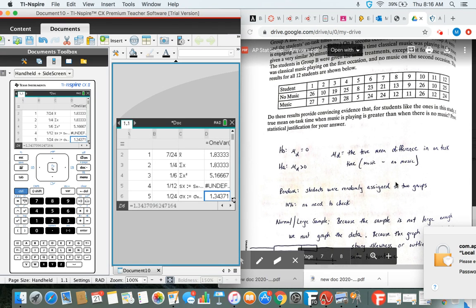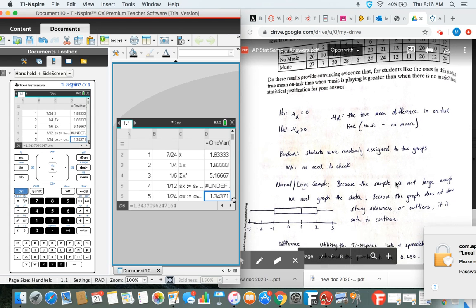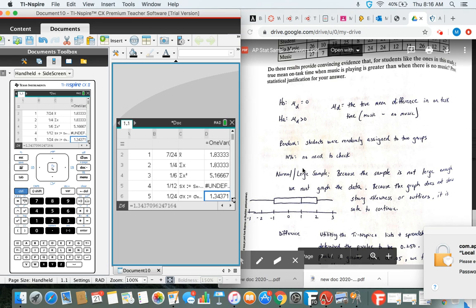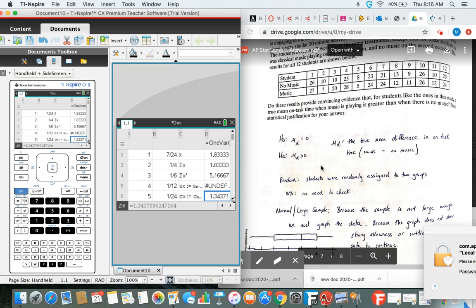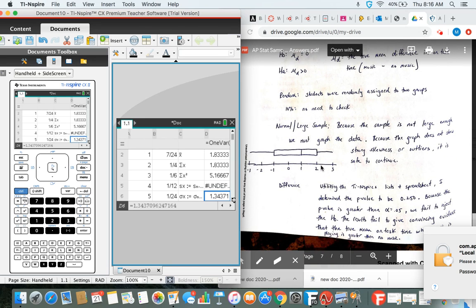All right, check the conditions. Utilize the inference summary that, like I said, hopefully you see posted. It'll go through the conditions for you. No need to check the 10% condition here because it is an experiment. All right. Explain this normal large sample.